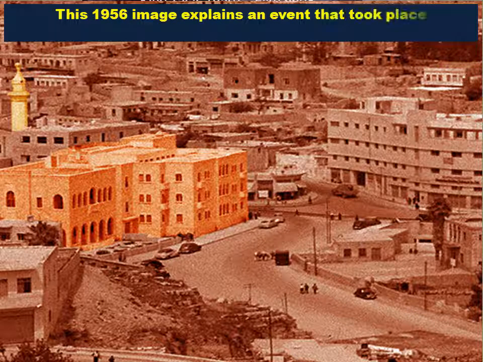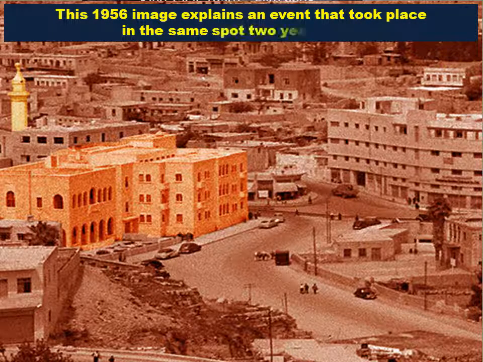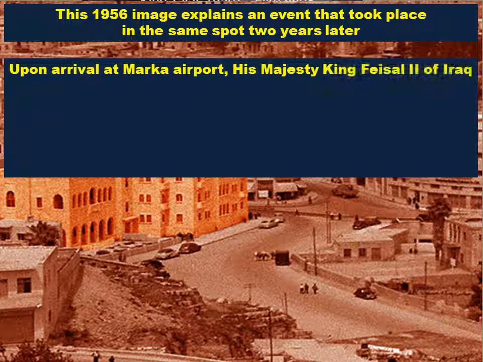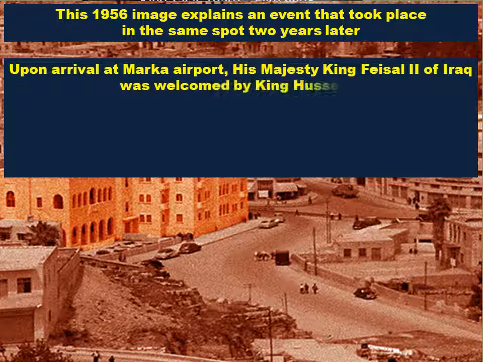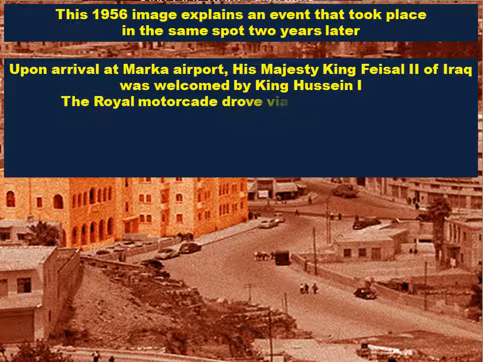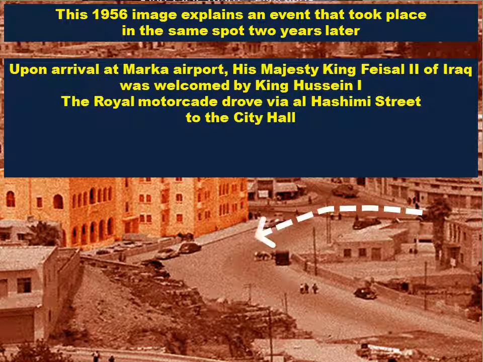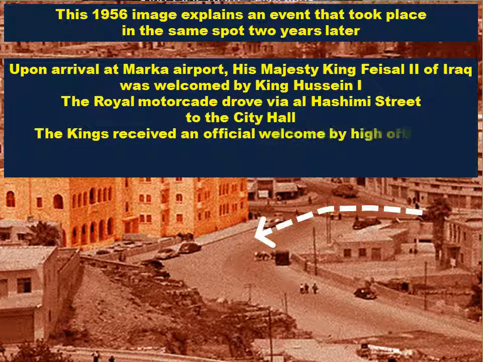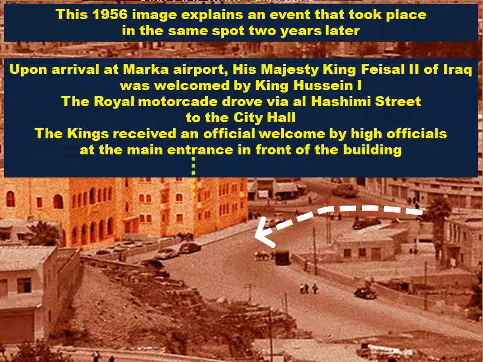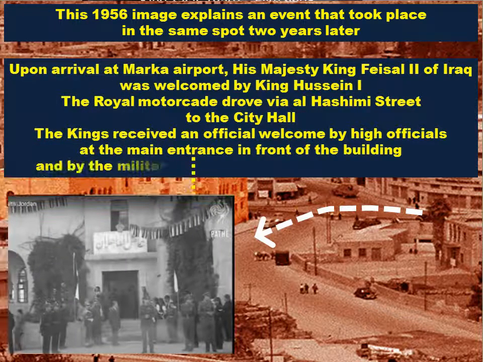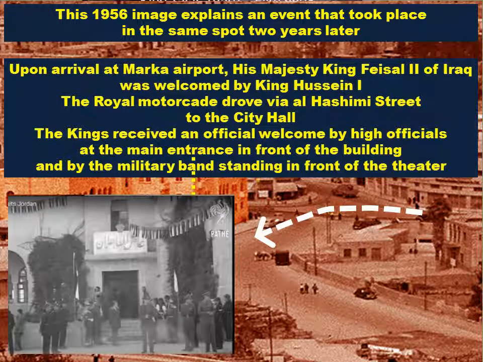The 1956 image explains an event that took place in the same spot 2 years later. Upon arrival at Marka Airport, His Majesty King Faisal II of Iraq was welcomed by King Hussein. The royal motorcade drove via Al-Hashimi Street to the city hall. The kings received an official welcome by high officials at the main entrance in front of the building, and by the military band standing in front of the theater.